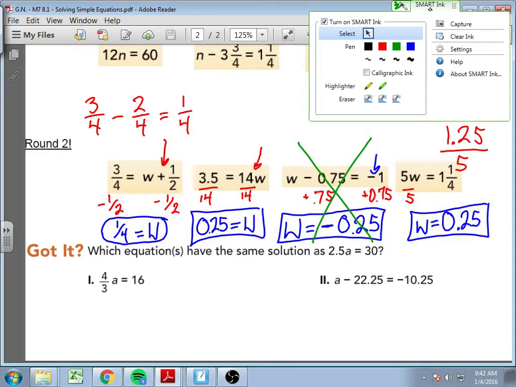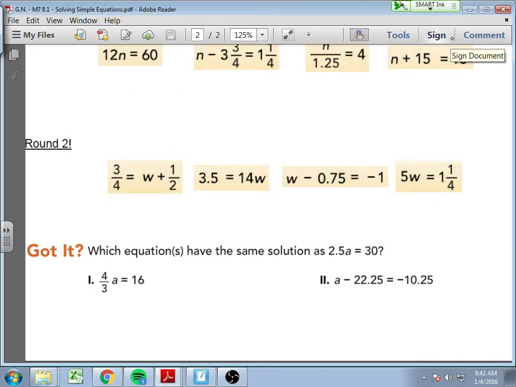Any questions on this? Any questions from round 1 or round 2 of one of these things is not like the other? So, do we think we can do the got it?